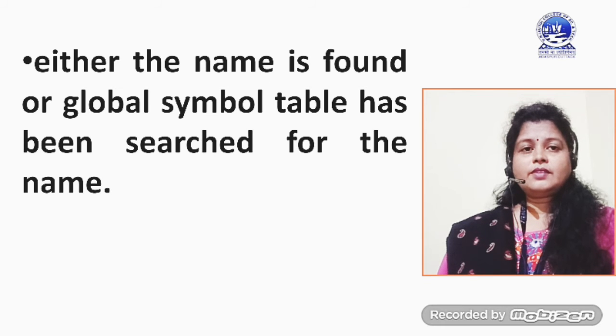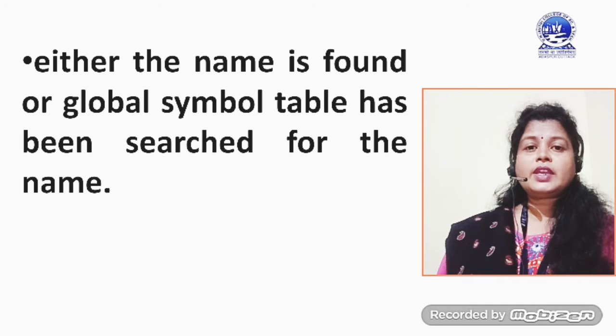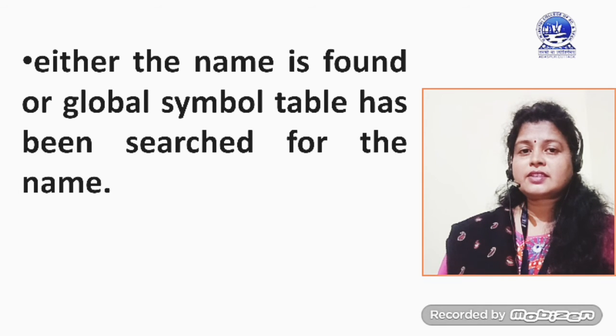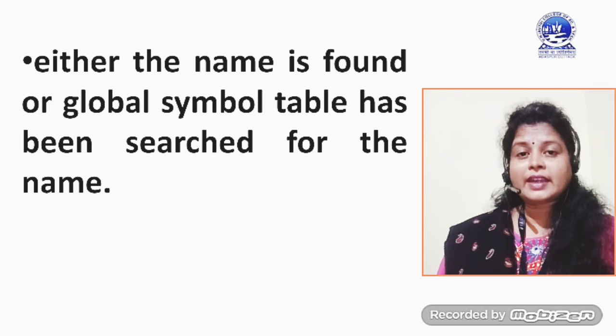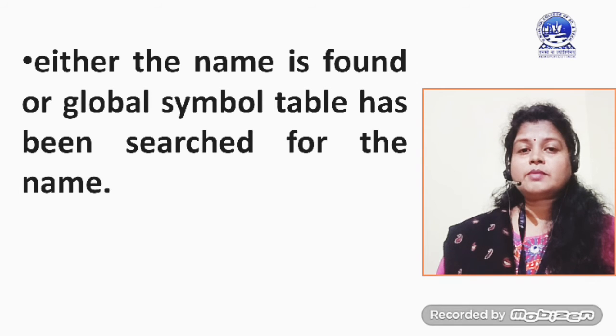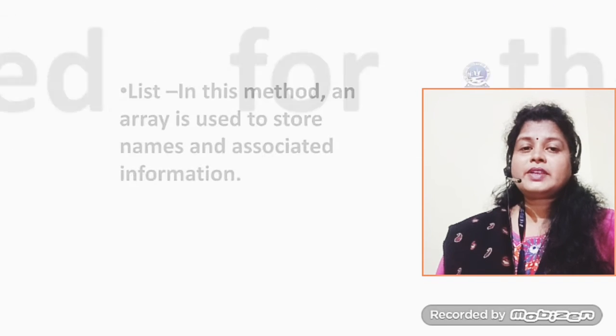Either the name is found or the global symbol table has been searched for the name. It means that when a name needs to be searched in the symbol table, the current scope symbol table will be searched, and if the name is found, it's okay. If the name is not found, then the parent symbol table will be searched. In this way, gradually all layers will be searched, and at the end finally the global symbol table will be searched. And if the name is found, it's okay. If the name is not found, at the end an error report will be generated.